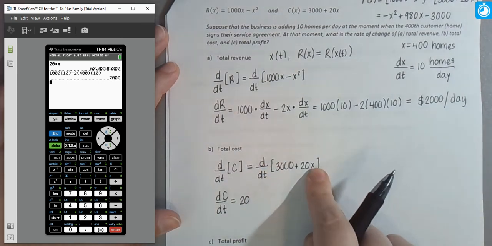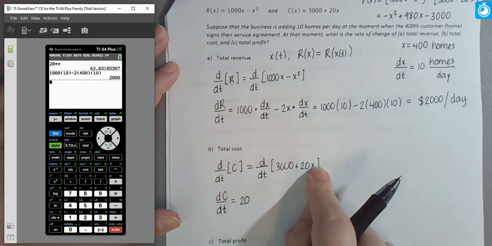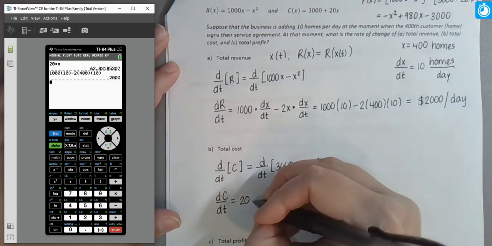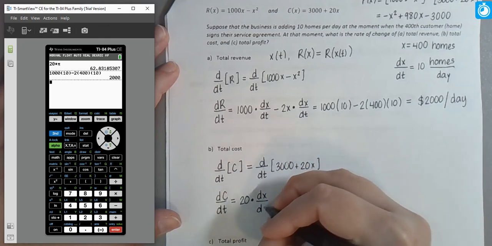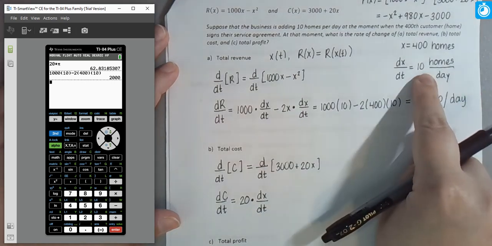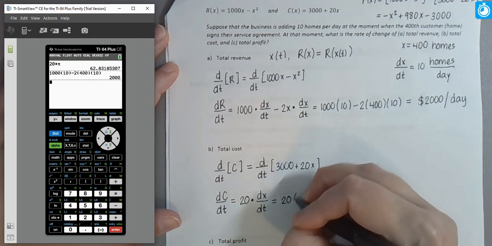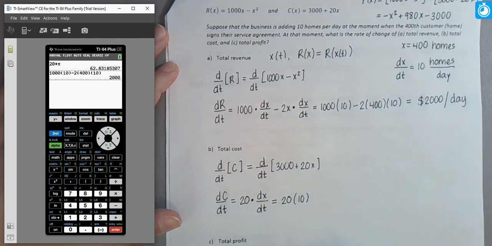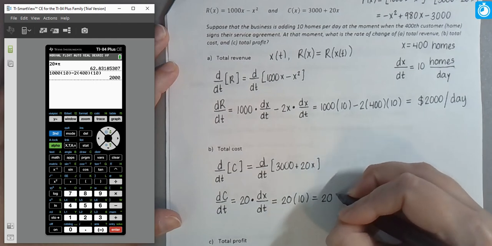But x is a function that involves the input t, so take the derivative of x with respect to t, the derivative of the inner function, x, and so that's going to be dx/dt. So notice here we don't actually have to sub in a value for x. We're just going to sub in dx/dt. So that's going to be 20 times 10. And you probably don't need a calculator for that. That's going to be 200.